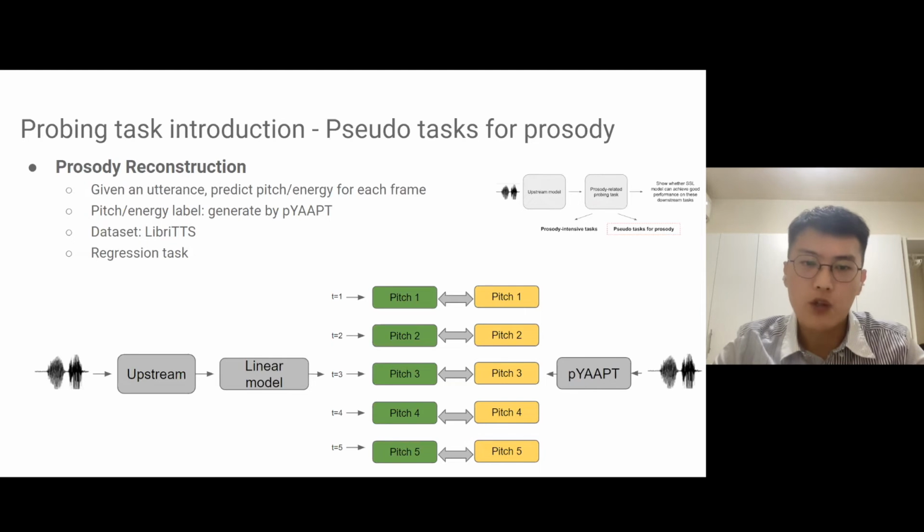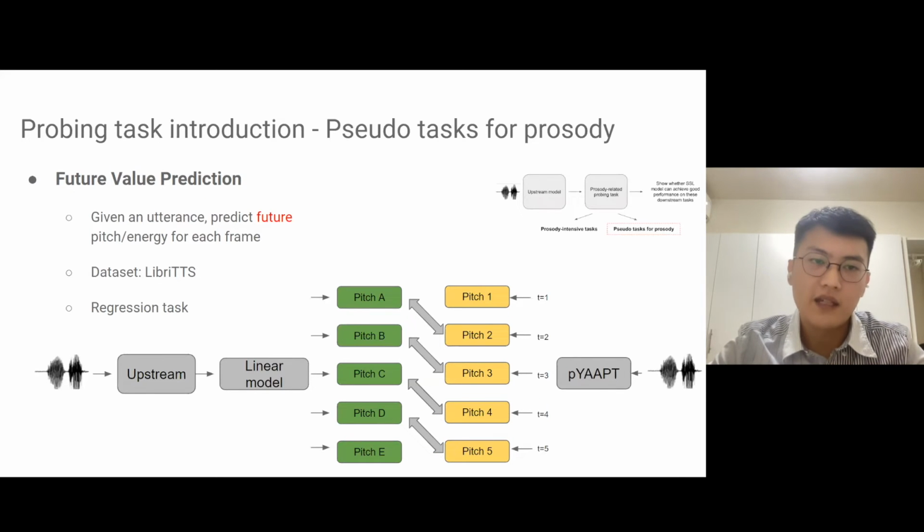The overall pipeline is shown below. The utterance is passed to the upstream model, then to a linear model to get pitch 1 to pitch 5 at each time step. Then we also put the same utterance into PyYAAPT to get pitch 1 to pitch 5, which is the ground truth label. Then we compare the pitch 1 from the upstream model and the pitch 1 from PyYAAPT to get the log mean square error, to show whether the SSL model can reconstruct the pitch or energy information.